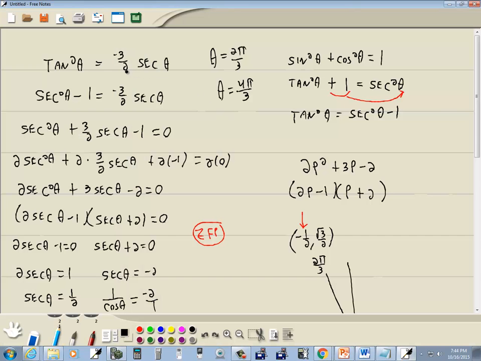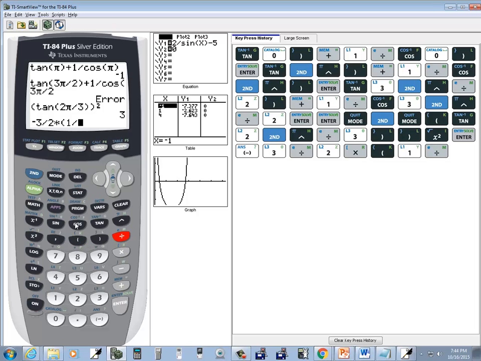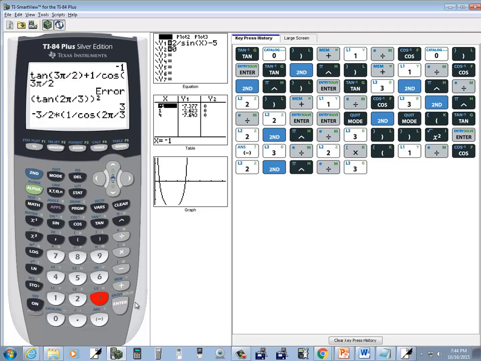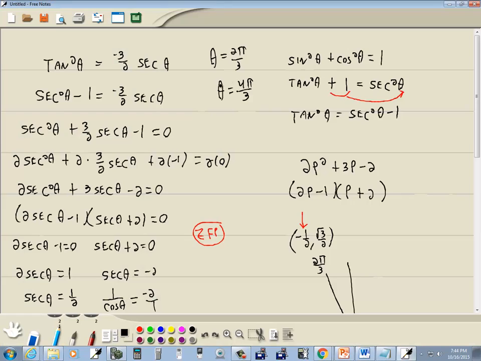Works out interesting. And let's plug it into this other side. So we're going to have negative 3 divided by 2 times secant. Well, we don't have a secant, but secant is 1 over cosine. So I'll do 1 divided by cosine of 2 pi over 3. So 2 and then second caret divided by 3. And enter. And that gives us 3. So that checks.